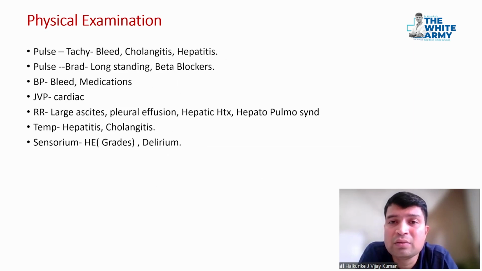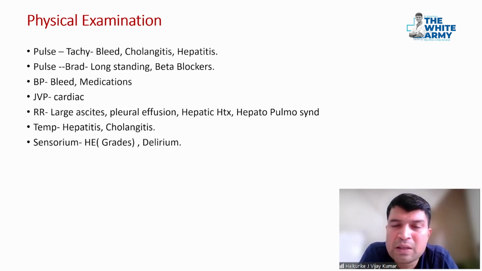Then you have tachycardia. Bradycardia is a part of long-standing chronic cholestasis or long-standing jaundice. Sometimes patients with portal hypertension and bleed will be put on beta blockers, so patients on beta blockers also have a low pulse, bradycardia. So BP is very important. Patients on beta blockers or other medications may have a little low BP, and when a patient suddenly bleeds, they have low BP.